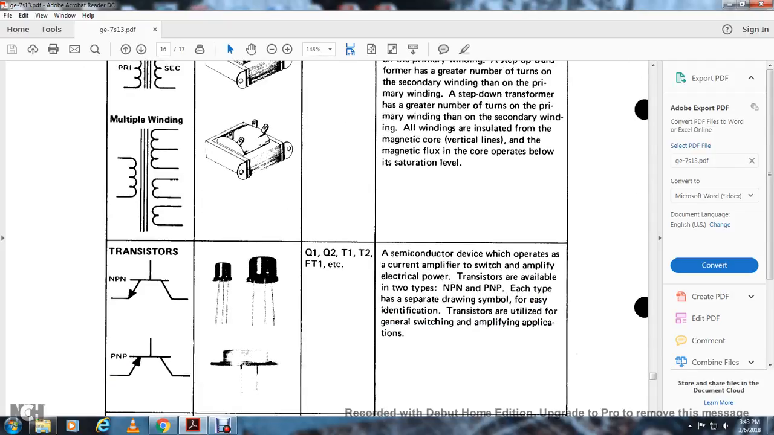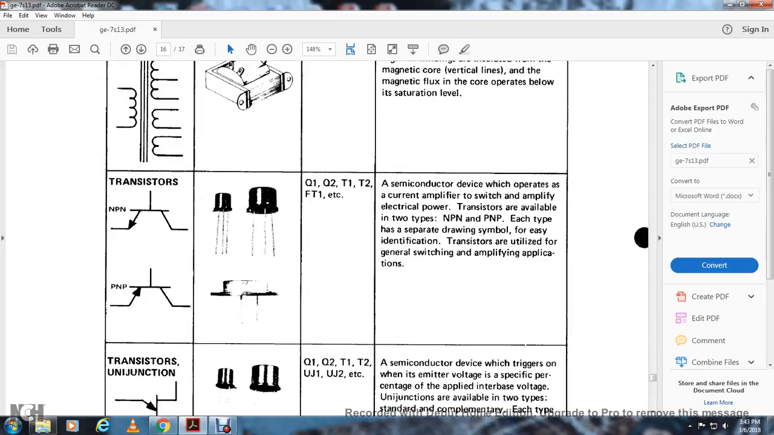Your transistor is a top-hatted line going out, with polarity, positive and negative. Q1, Q2, QT1, T2. It is a semiconductor device that operates as a current amplifier or switch to amplify electrical power. Each type has a separate drawing symbol for identification. Transistors are applied for general switching and amplifying applications.